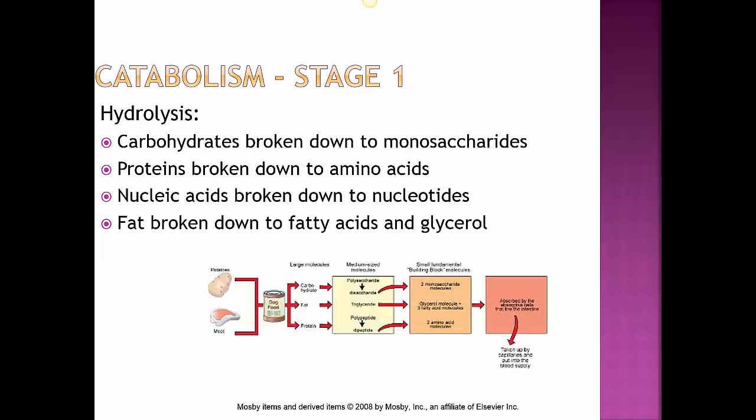In stage 1 of catabolism, you have hydrolysis. The carbohydrates are broken down from polysaccharides into trisaccharides and disaccharides, and finally those are broken down into simple monosaccharides. Proteins are broken down into their simple amino acids. Nucleic acids are broken down into their simple nucleotides. And of course, fats are broken down into simple fatty acids and glycerol.